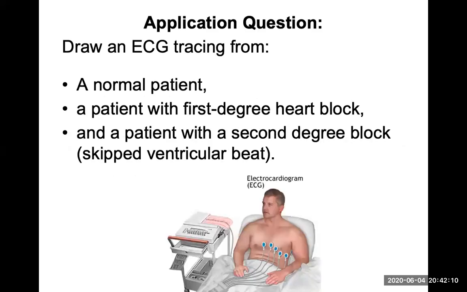So here is the drawing. You'll need to draw an ECG tracing from a normal patient, a patient with first degree heart block, and a patient with second degree heart block. And again, feel free to pause the video at this point if you need time to do that, and then we'll go through the answers together.